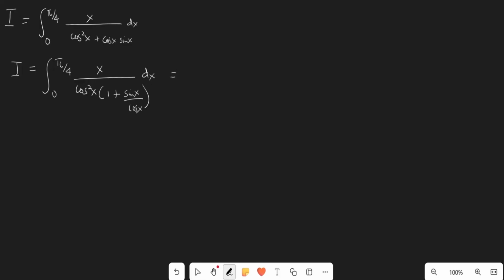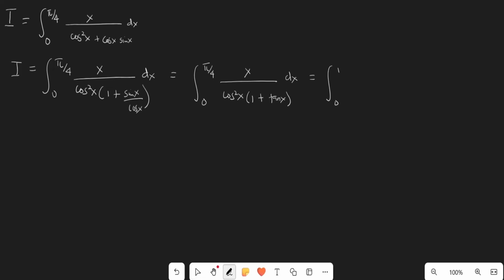Now this one becomes what really? This is the integral from 0 to pi over 4 of x all over cosine square of x into 1 plus sine of x over cosine of x, which is the tangent of x, dx. And 1 over cosine is secant. So 1 over cosine square of x is secant square of x.